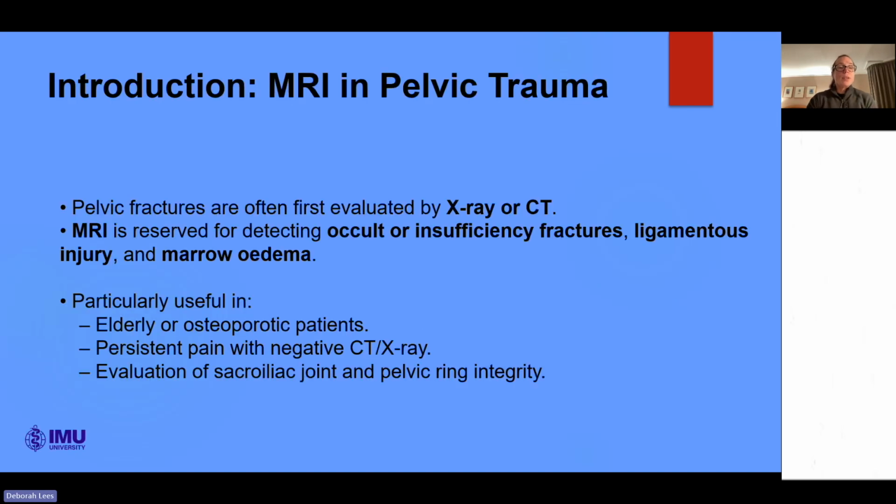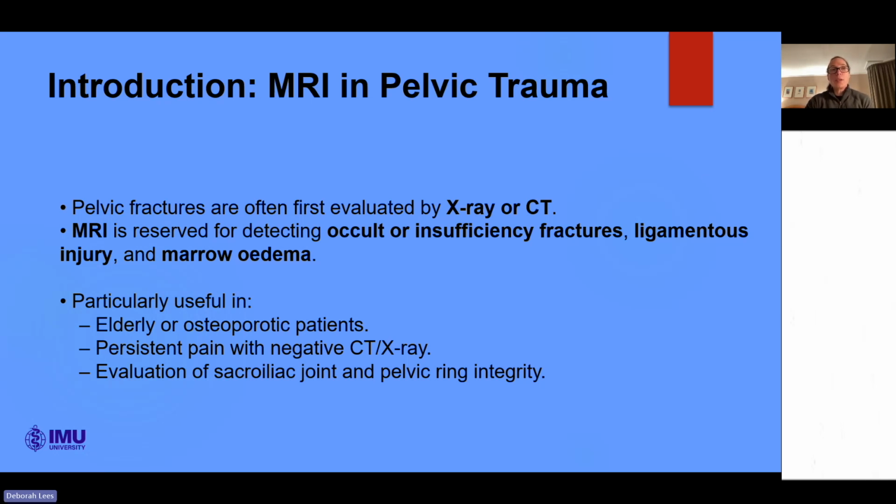Okay, so pelvic fracture. Again, we normally go for X-ray or CT. These days, CT is standard because we can get a 3D view. The MRI is generally reserved if we can't see anything obviously, or if we're suspecting more of an insufficiency type fracture. If we're suspecting ligamentous injury as well is the other time that we do it.